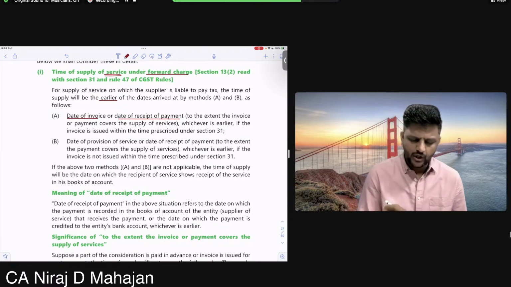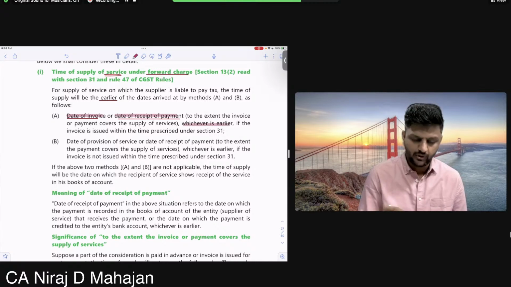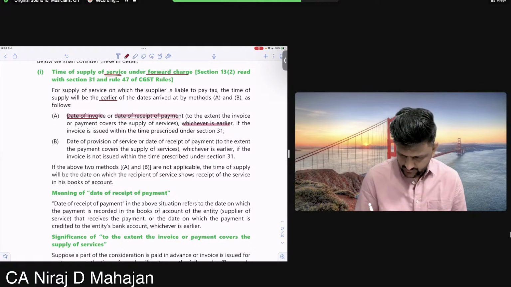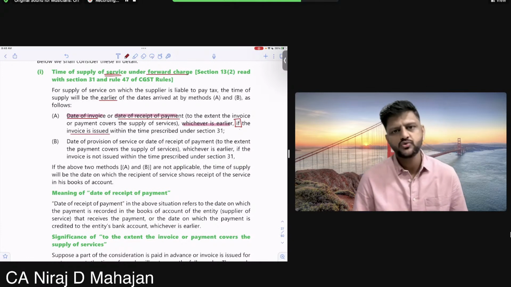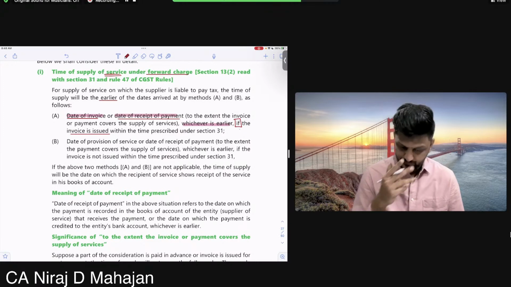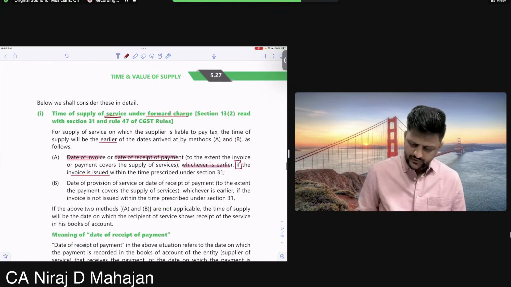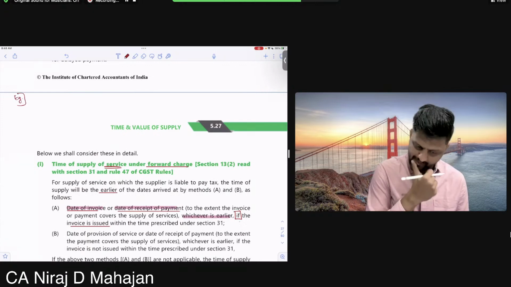So date of invoice or payment, whichever is earlier. But look at the condition. Important: if the invoice was issued within due date. The invoice was issued within due date. Okay. Obviously, we'll be doing lots of examples. Let us take an example here.